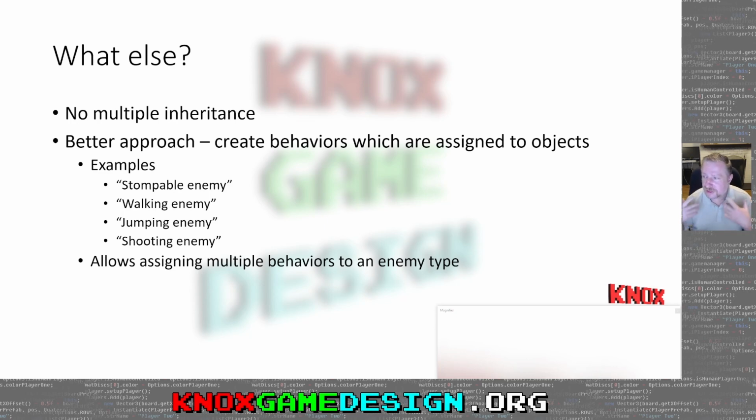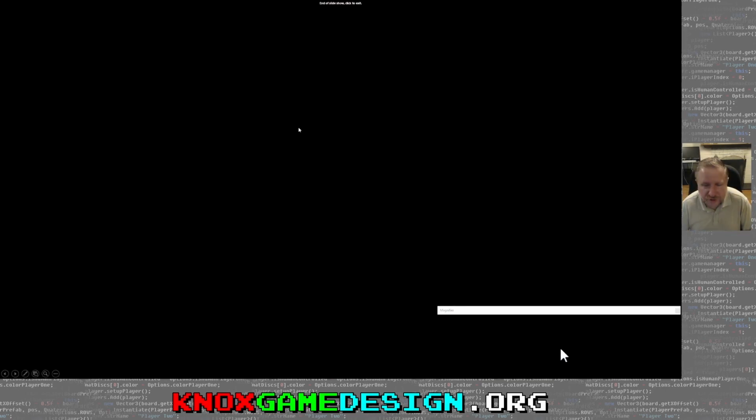You just got to make sure that these behaviors don't conflict, because you don't want an enemy jumping and shooting at the same time, or there's ways that variables can interact with things in the wrong way. So you just got to be aware of that. Yeah, so that's what I mentioned here. Stompable enemy, walking enemy, jumping enemy, shooting. So you don't want an enemy walking and jumping at the same time. That'd be kind of strange. So you just got to watch out for that. Yeah, so that allows you to assign multiple behaviors to an enemy type.